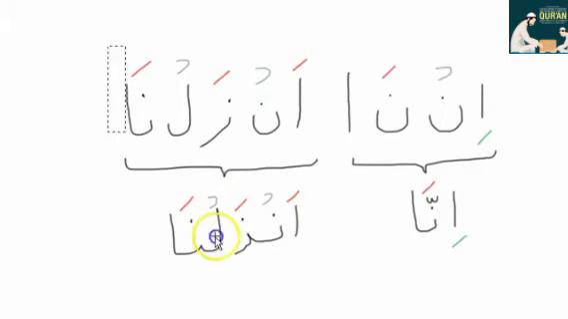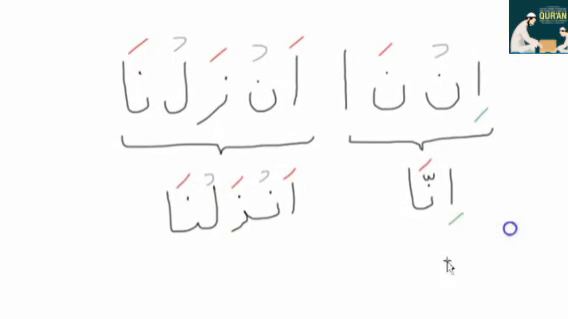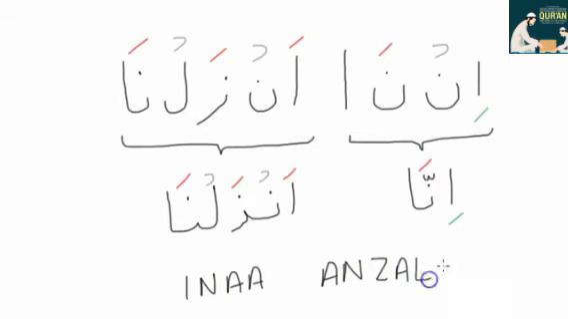Let me just pull this up. In English, we say it like this. You can have a go at writing it as well. Inna anzalna. So here we have a mad. The mad occurs over here, that's where it occurs, so the mad is going to be added over here.